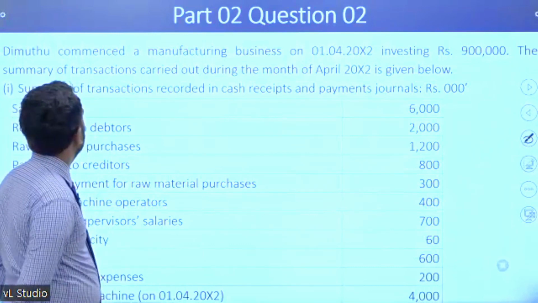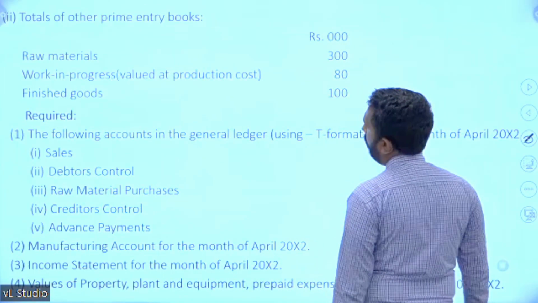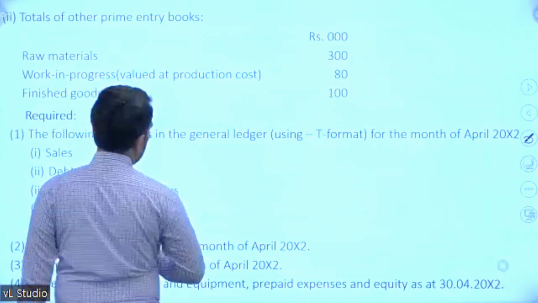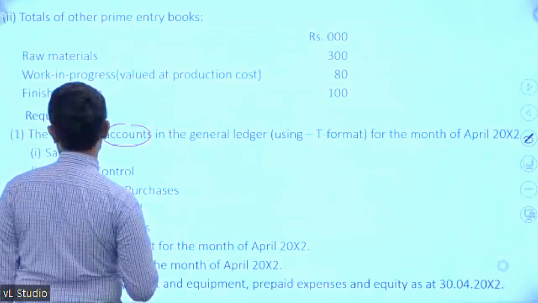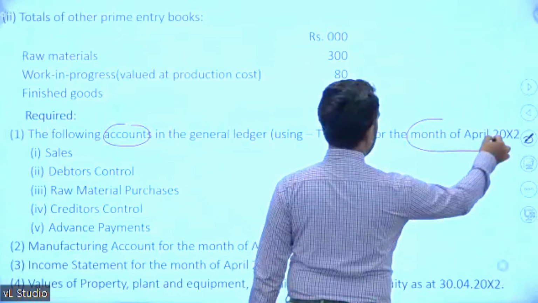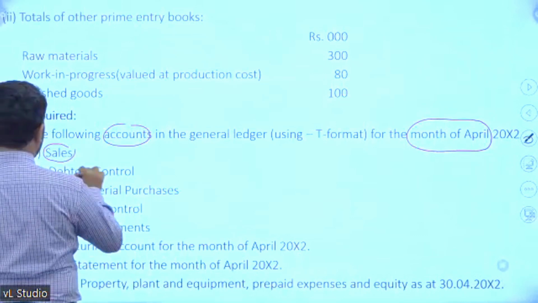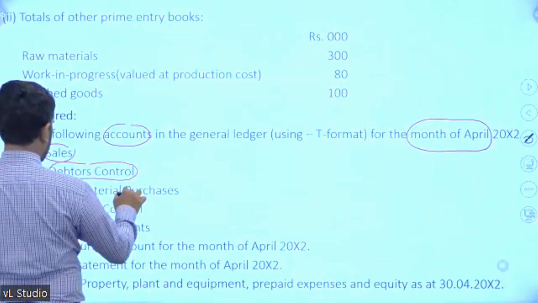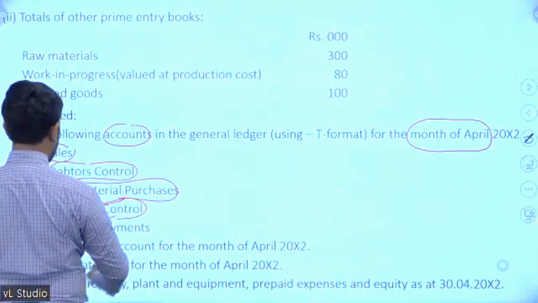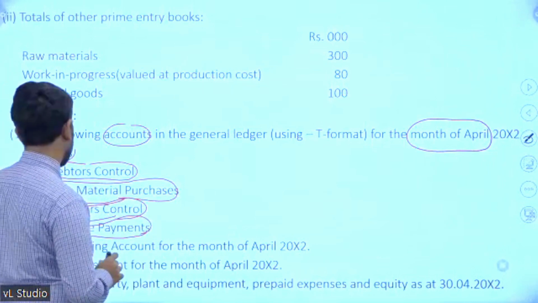Question number 2 here. Let me look at the requirement. You are required to prepare the following accounts in the general ledger using the T account format for the month of April: sales account, debtors control account, raw material purchases account, creditors control account, advance payment account. So you are supposed to prepare 5 T accounts.